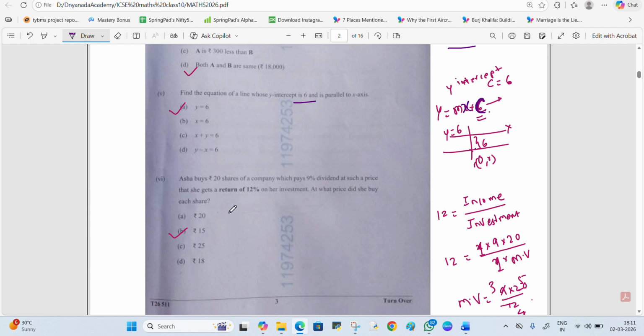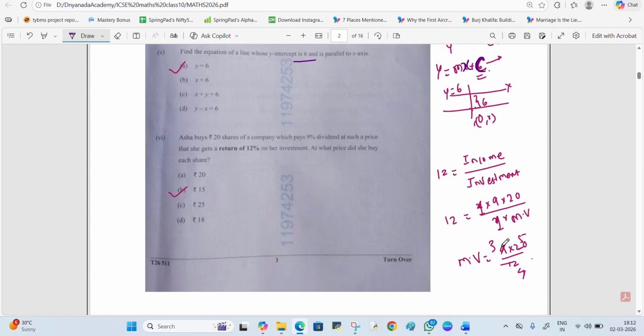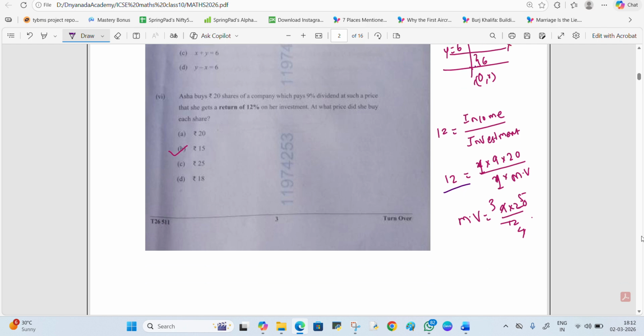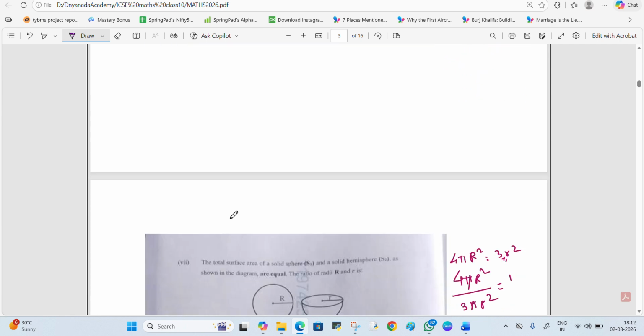Now Asha buys rupees 20 shares of a company paying 9% dividend, and she got the return at 12%. So if I say Asha got only one share, what will be that? So 1 share, dividend is 9%, the nominal value is 20, and the market value we need to find out, and the return percentage is 12%. So if you calculate this, you will get the market value as 15 rupees.